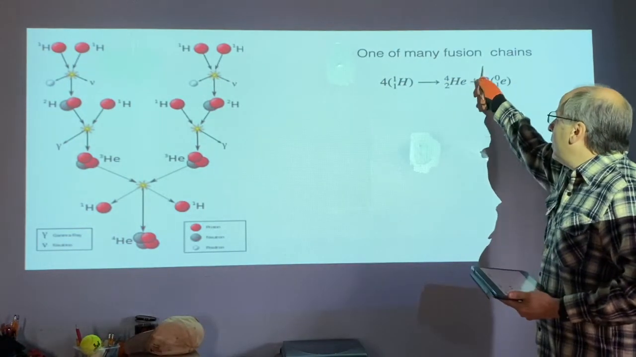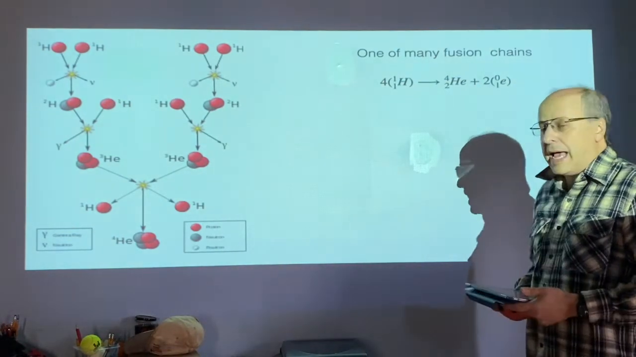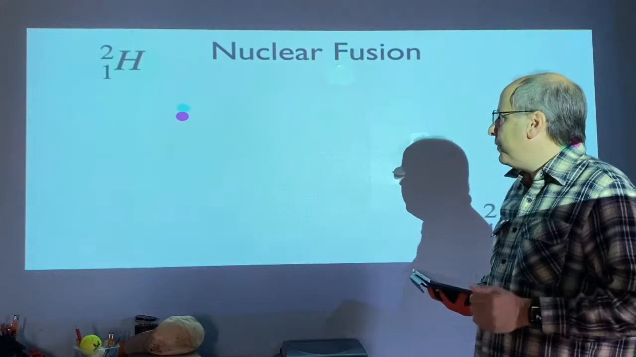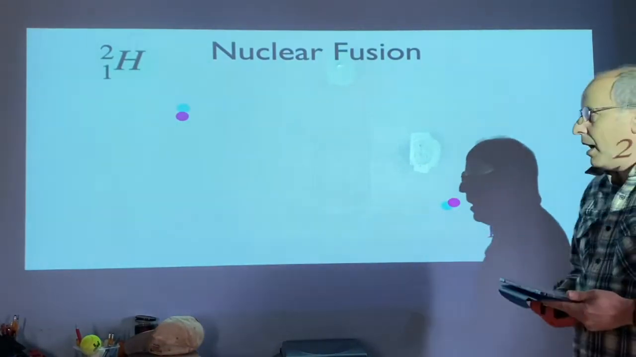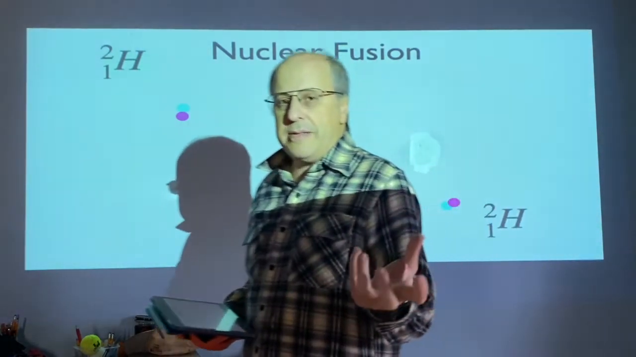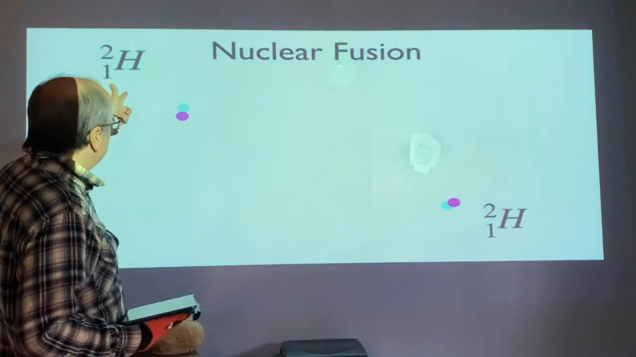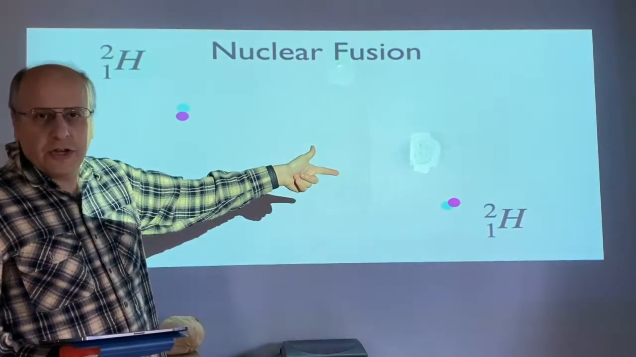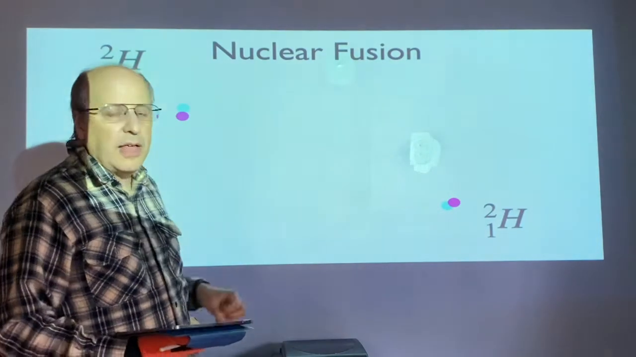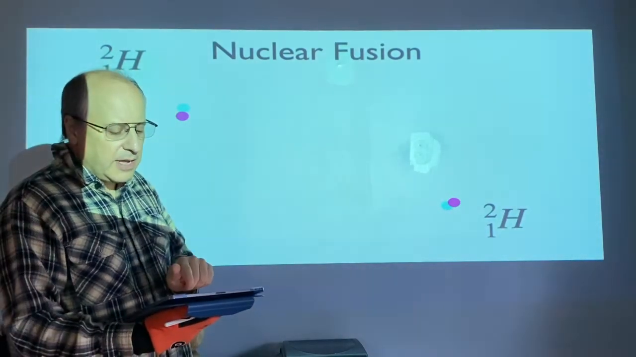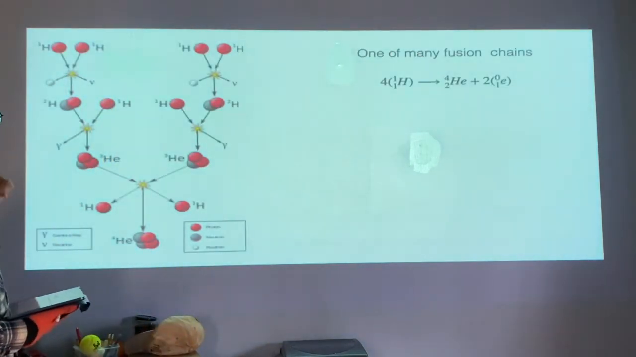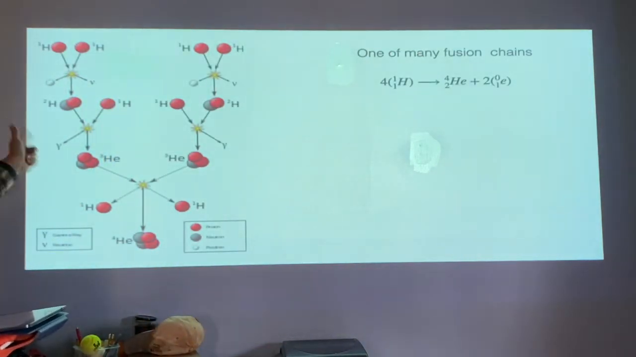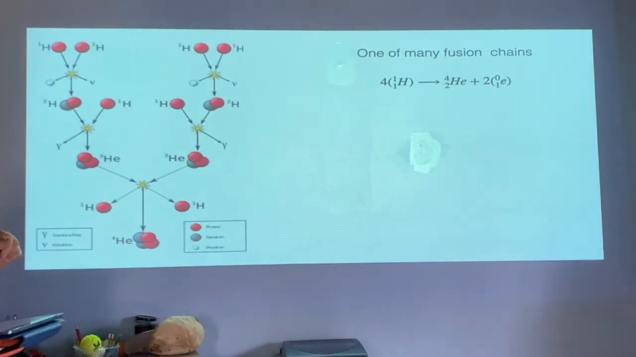This is one of many fusion chains that happen. The one I showed you a few moments ago is a very rare event. Hydrogen 2 is not a common isotope, so having two of them collide at a very high speed is kind of unlikely. However, this is a very common fusion chain that we might see.